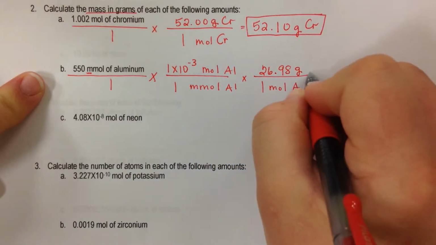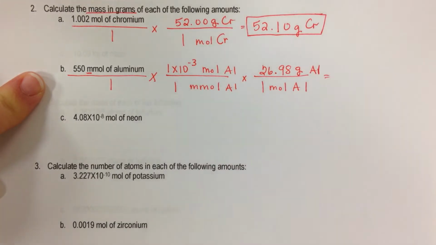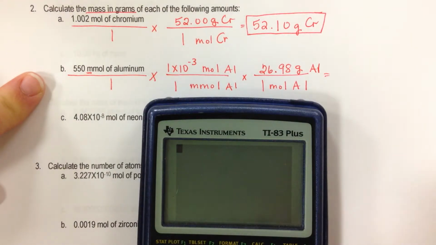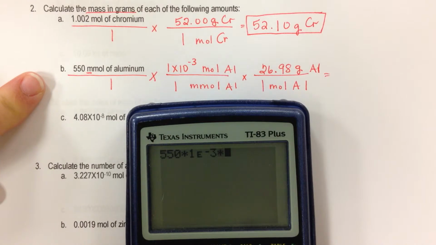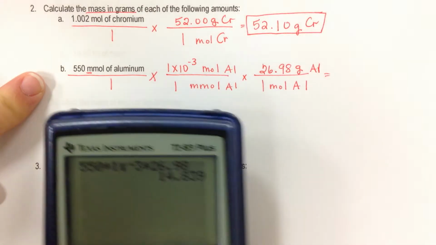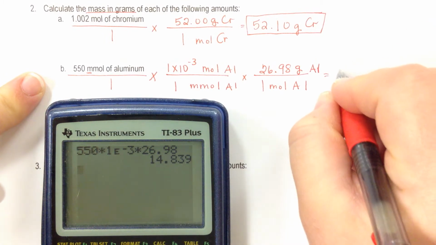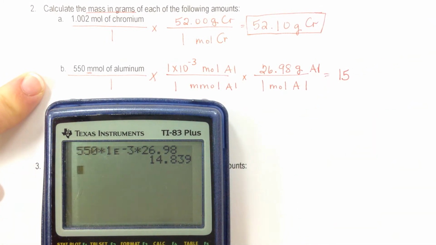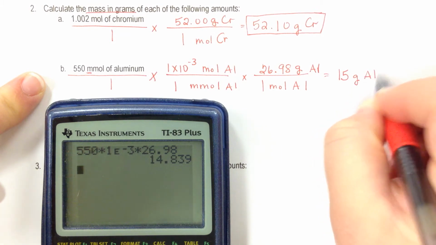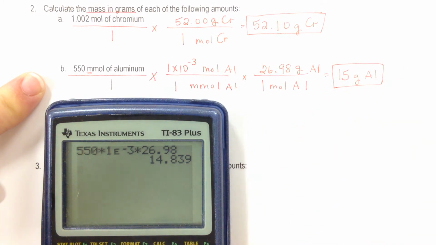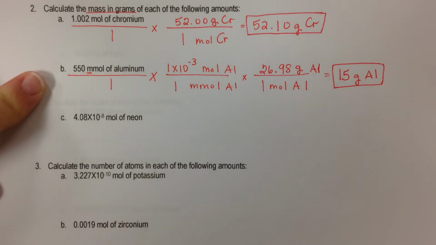26.98 grams. We want to type this into our calculator all at once. We do all the numbers on the top first, so 550 times 1e negative 3, times 26.98. We need 2 significant figures here, so we're going to round that to 15 grams of aluminum. So that's section 1 and 2. I'm going to pause it, and then you can look at the next section.